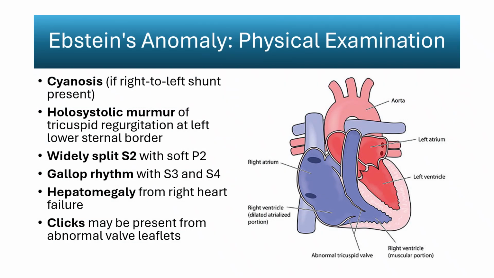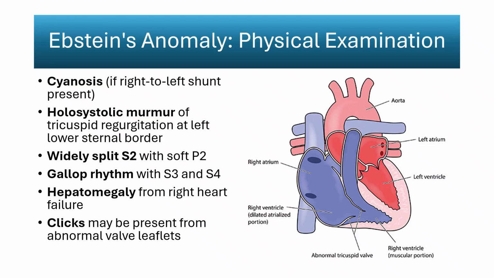The exam findings in Ebstein's anomaly reflect both impaired right-sided function and altered flow dynamics. Cyanosis is present when right atrial pressures drive shunting across an atrial communication. The characteristic auscultatory finding is a holosystolic murmur of tricuspid regurgitation, best heard at the left lower sternal border. The second heart sound is widely split, with a diminished pulmonary component due to reduced forward flow across the pulmonary valve. A gallop rhythm with audible S3 and S4 signals volume overload and diastolic dysfunction.